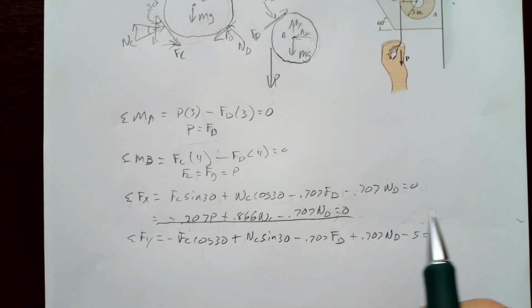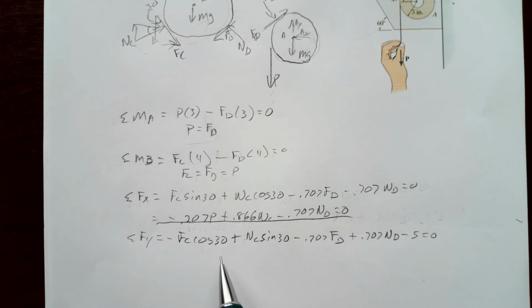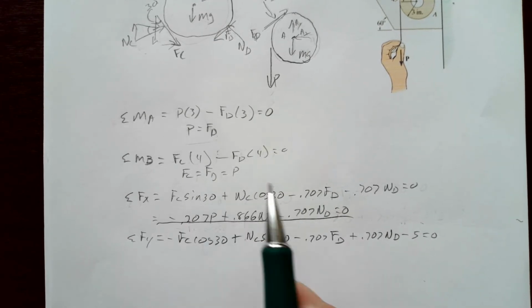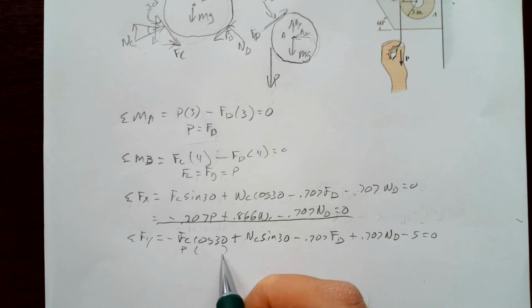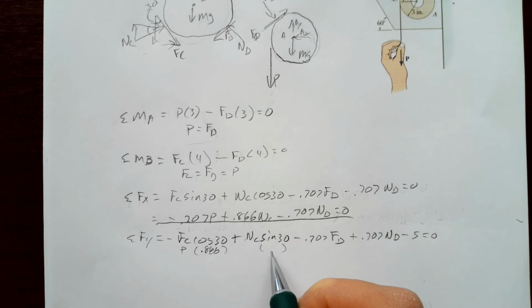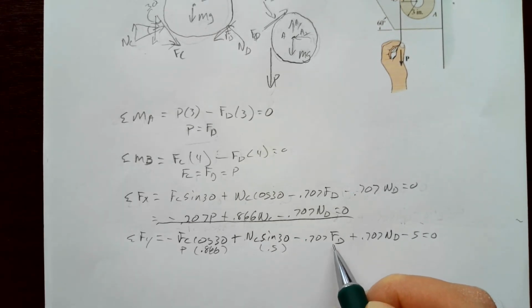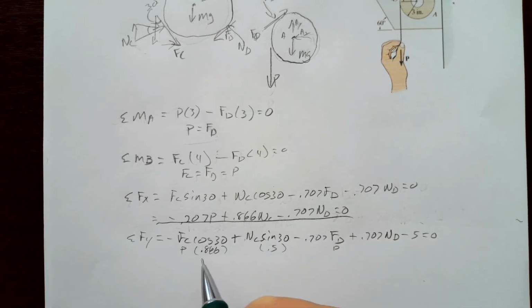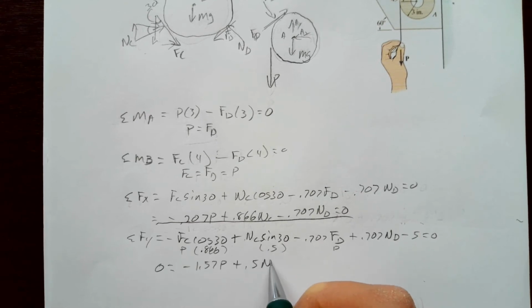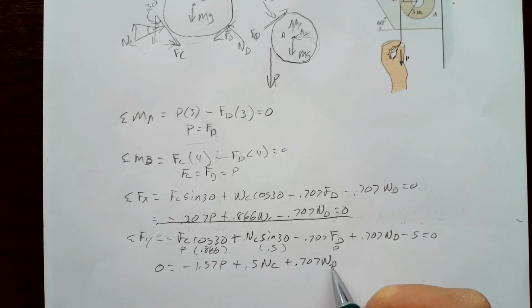Now let's combine. If we use FC and FD equals P, we can put P in there. The cosine of 30 is 0.866, the sine of 30 is 0.5, and FD is also P. And so we can combine all this into 0 is equal to negative 1.57P plus 0.5 NC plus 0.707 ND minus 5.